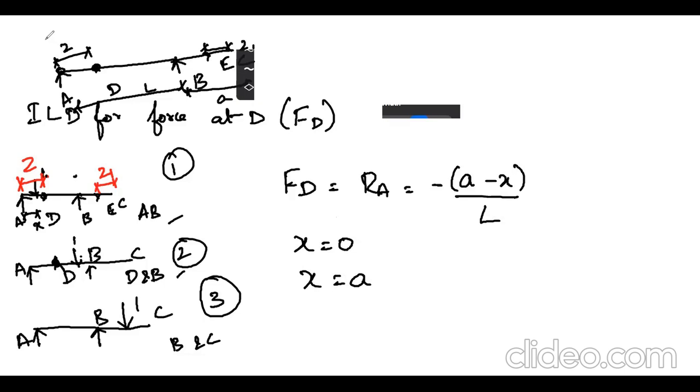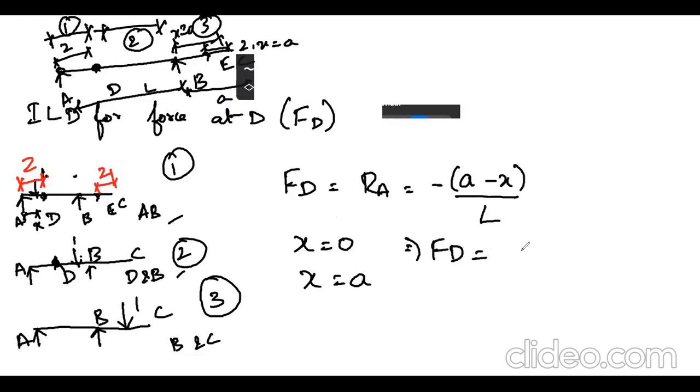Am I right? First loading, you have this. Second, from the portion D to B. Third, you are finding from the point B to C. Here the value is x equal to 0. Here the value is x equal to A. So FD value will become minus A by L when x value is 0. And FD value becomes 0 when you are applying x as, sorry, x as A. So far you have obtained so many values for this FD.